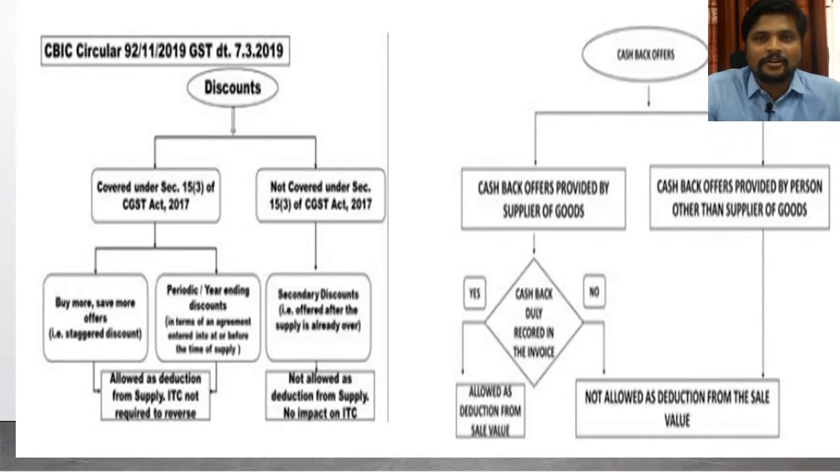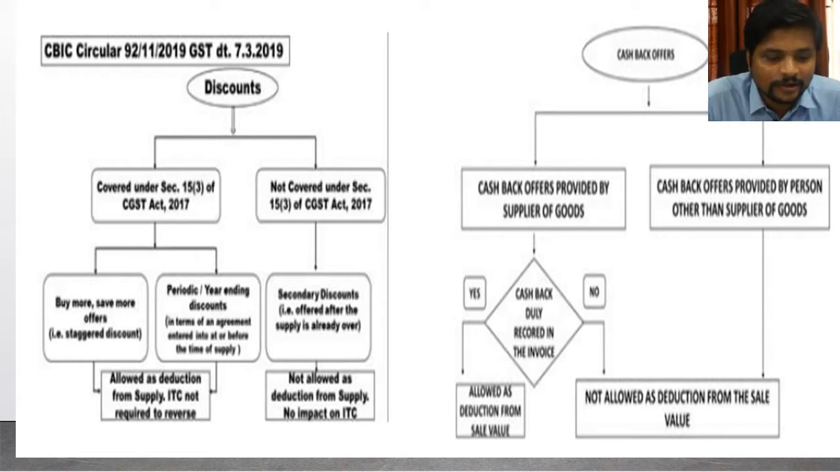There is another circular issued by the department, circular number 92/11/2019, issued on 7th March 2019. What does that circular say? That circular is addressing the issues relating to discounts. When I was discussing subsection 3, I told you that the value of discount can be excluded from the valuation of supply.